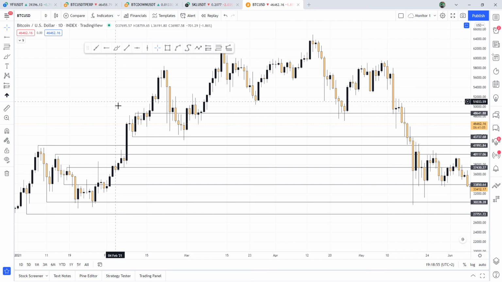So this is my lesson for levels, support and resistance. If you only use this basic thing, I'm pretty sure you're going to have more winning trades.